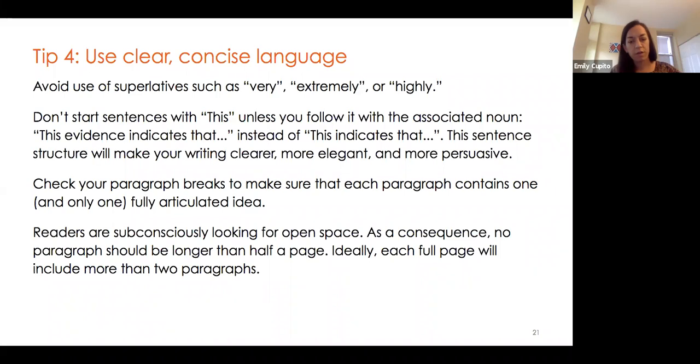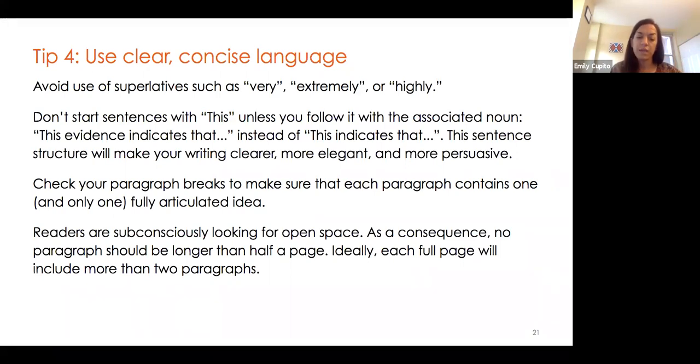Another tip is we often see people write with the word this. For example, in many of the proposals that DigiFI gets, they'll see a sentence that says, this indicates that... It's often unclear what that this refers to. So one thing we recommend is making sure that if you're going to say this, you have a noun after it. So maybe you say this evidence indicates that. So you're clear what you're referring to as you use the word this.